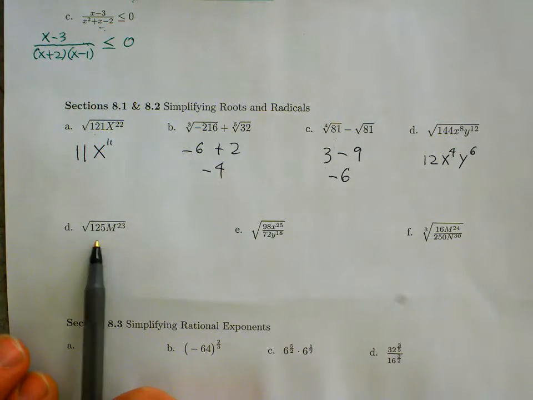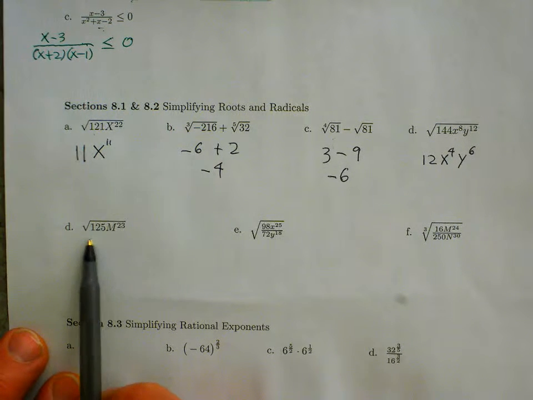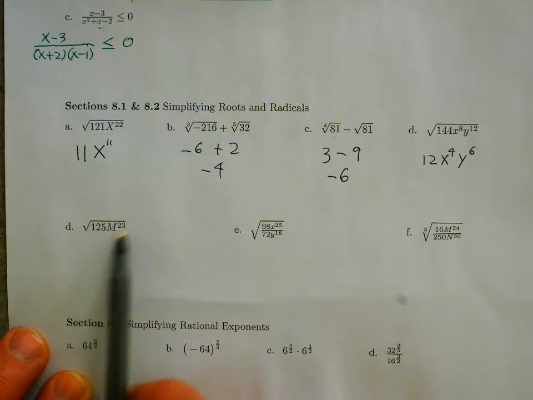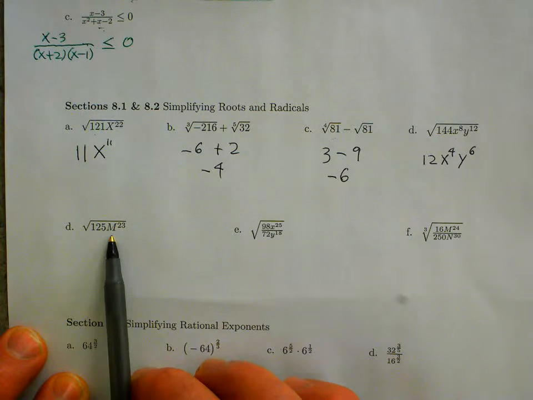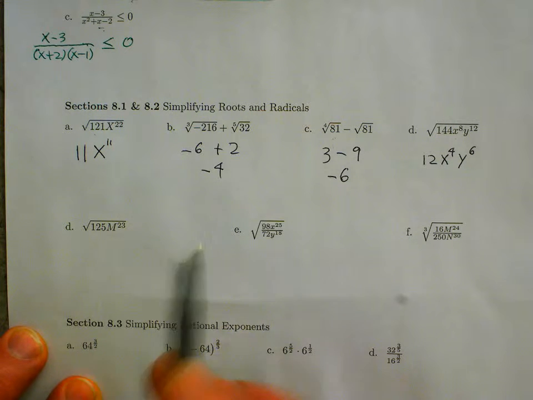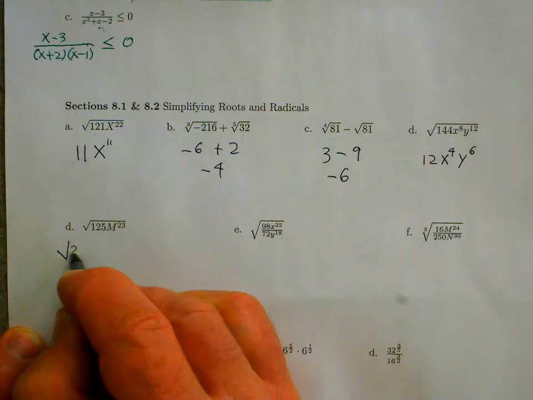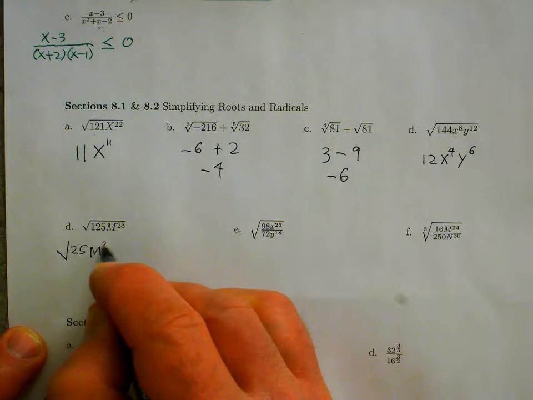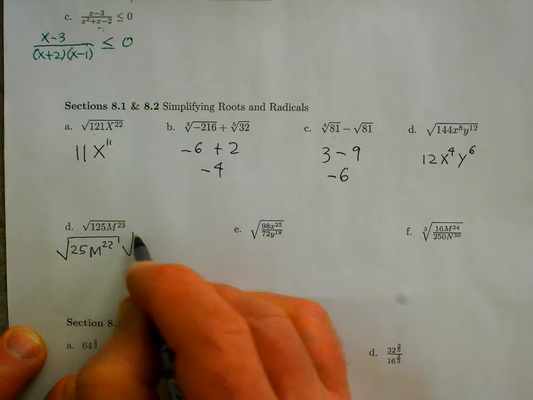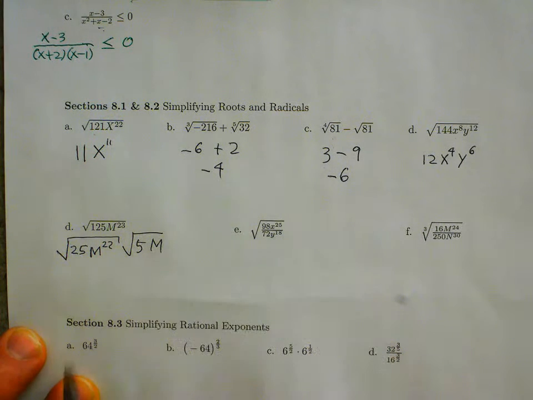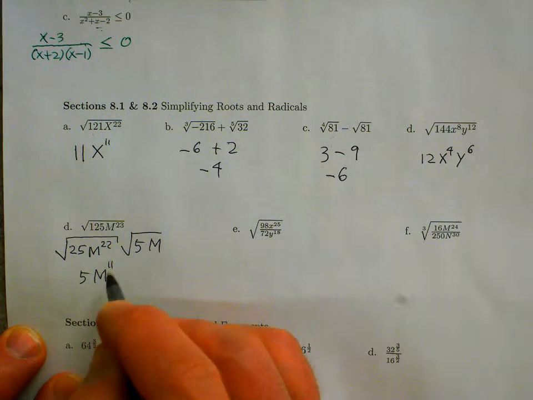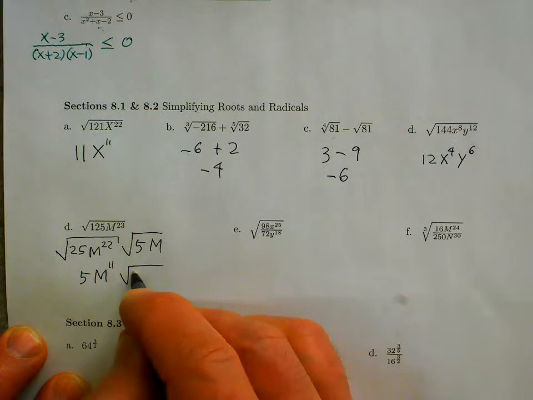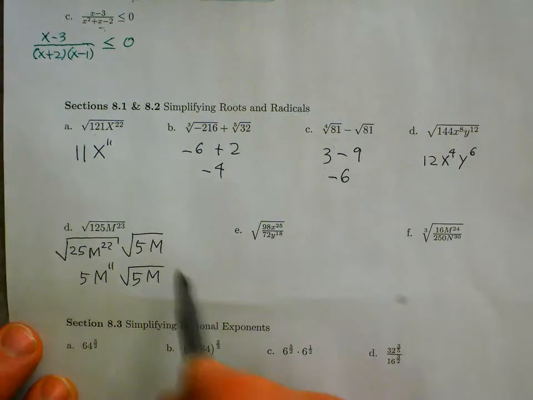Okay, the next ones are only slightly more complicated. The square root of 125 times m to the 23rd. The largest factor of 125 that's a perfect square is 25, and the largest factor of m to the 23rd that is a perfect square is m to the 22nd. So rewrite this as the square root of 25m to the 22nd times the square root of 5m. And then we simplify the square root of 25m to the 22nd to 5 times m to the 11th, and then 5 times m to the 11th times the square root of 5m. That is our simplified result.